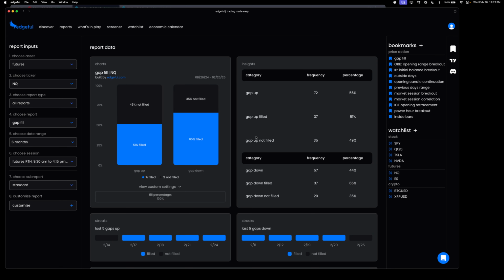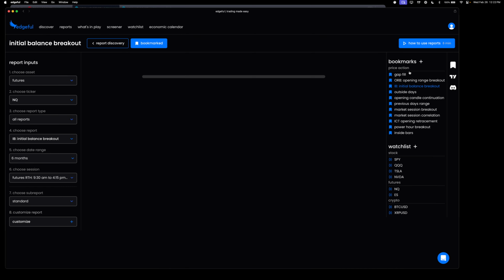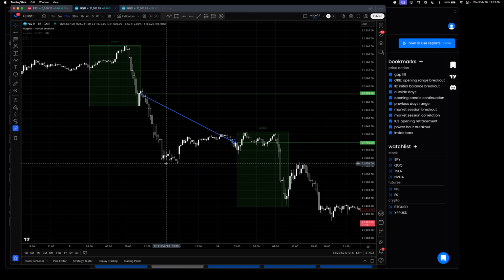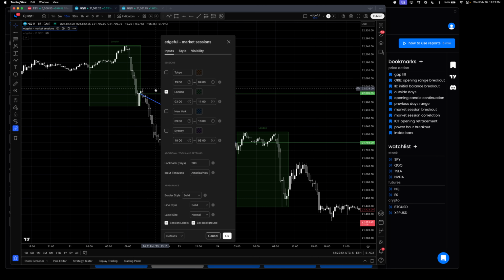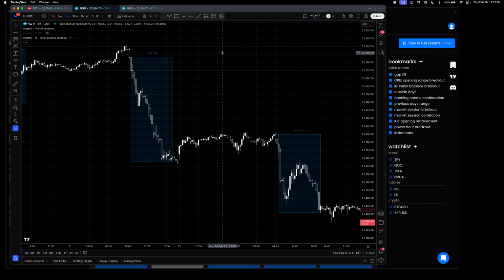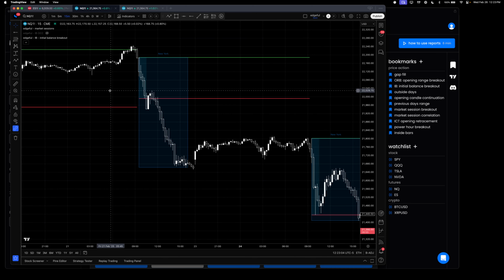Almost universally, the reports that we have in here are going to be limited by the session time. So let's say you're looking at the initial bounce, right? 82% of the time, price is going to break out of one side of the initial bounce in the New York session. So let's go to the New York session here. Let's turn on our initial bounce indicator right over here. This is automatically going to plot the high and the low of the IB for you.